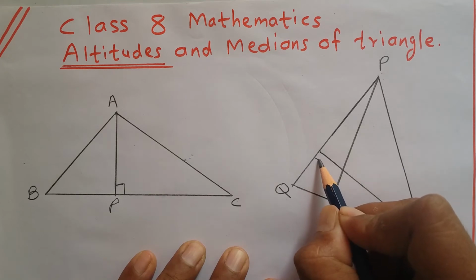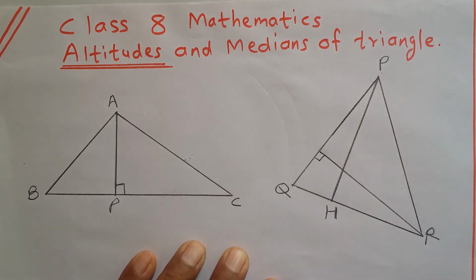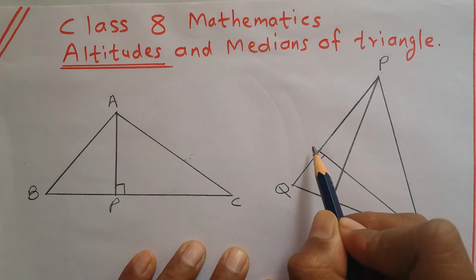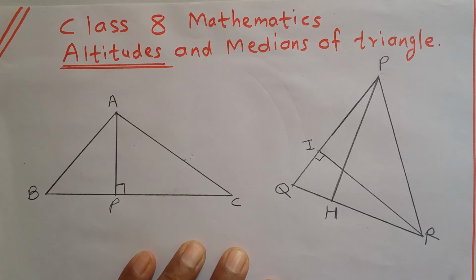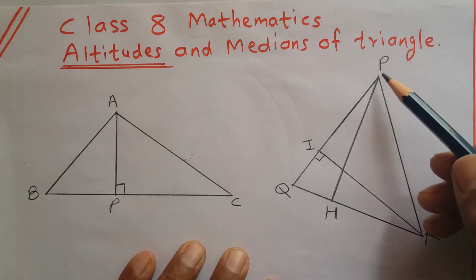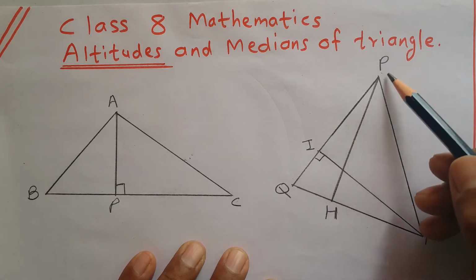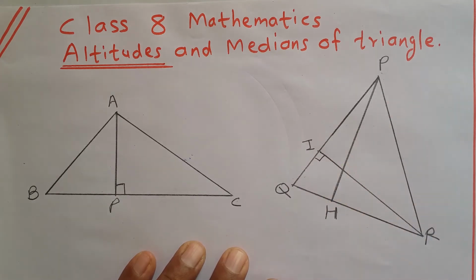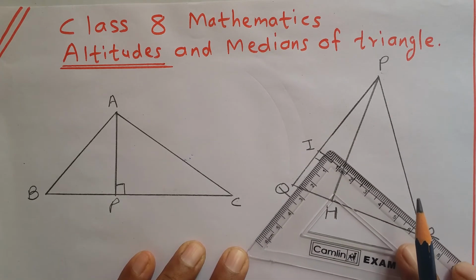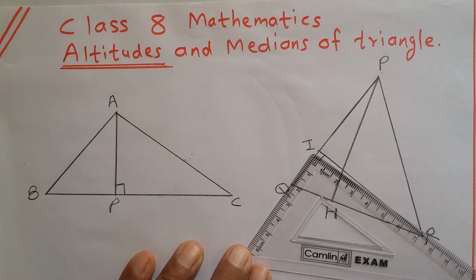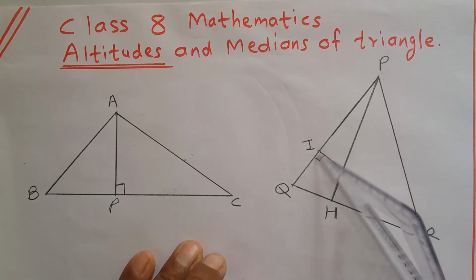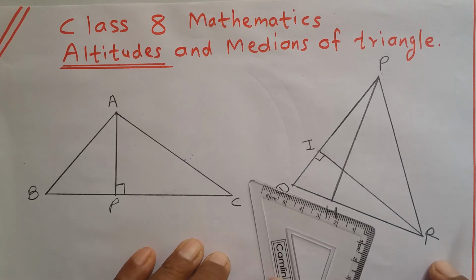What is the measure of this angle? Definitely it is 90 degrees. So if I say this point is I, then what can we say? When the base is taken as PQ, at that time the altitude is RI. Do you understand?